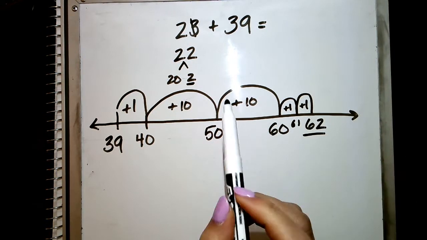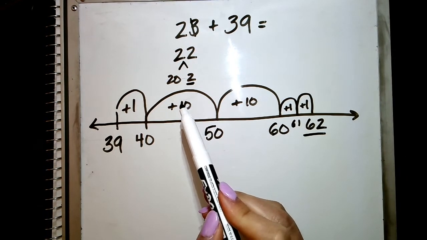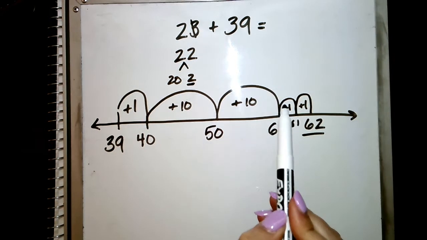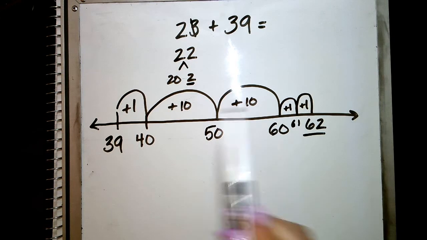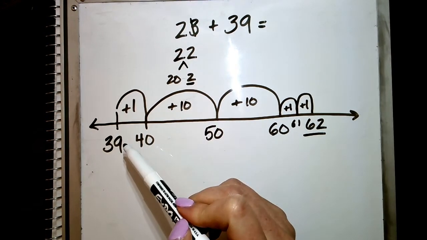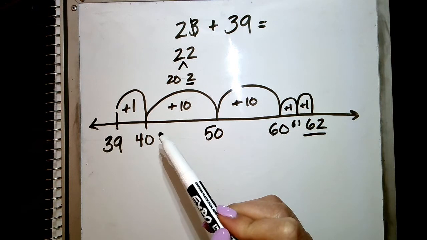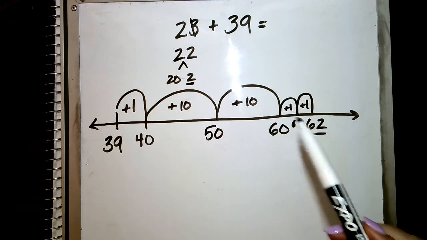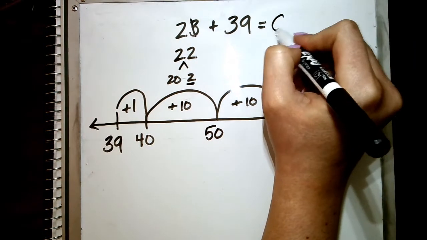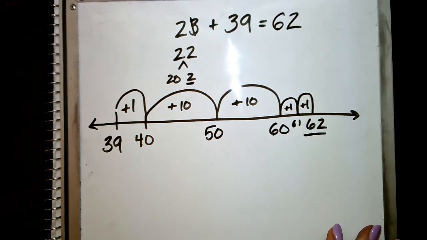So look at what I just added. I added 20, 21, 22, 23. It was just kind of split up a little bit, but I still added 23 to 39. I just broke it apart in a way that helped me and made more sense so that I had friendlier numbers to work with. But my answer is 62.